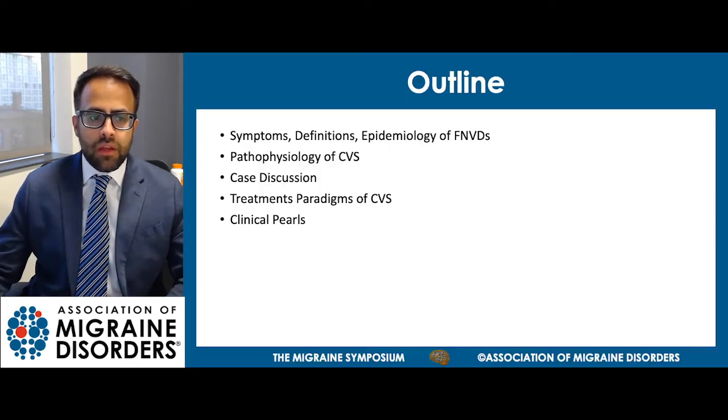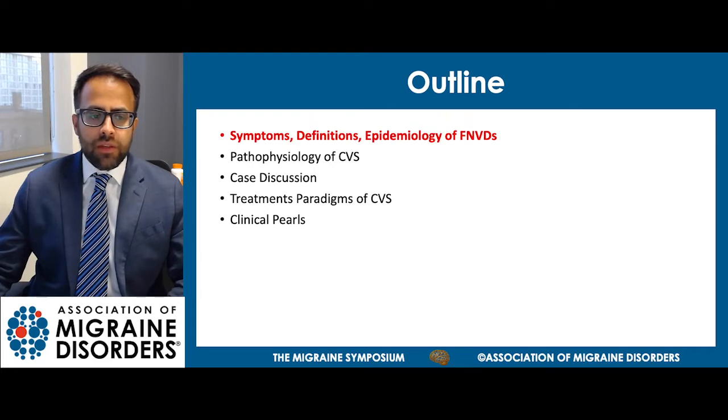In terms of an outline for the talk, first I'm going to discuss symptoms, definitions, and epidemiology of functional nausea and vomiting disorders. Next, I'll discuss the pathophysiology of cyclic vomiting syndrome. Then I'll begin with a case discussion, follow through with treatment paradigms for cyclic vomiting syndrome, and then wrap up the discussion with clinical pearls that I hope you can take home with you when it comes to the management of cyclic vomiting syndrome.